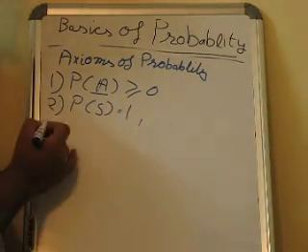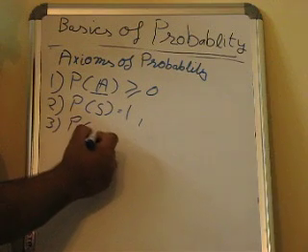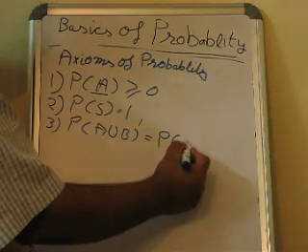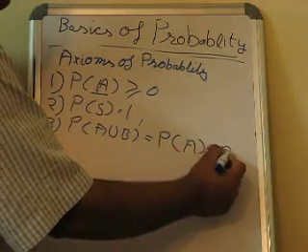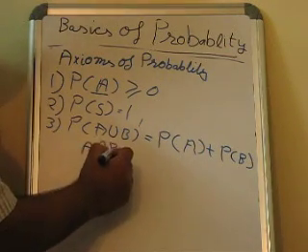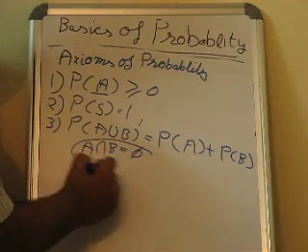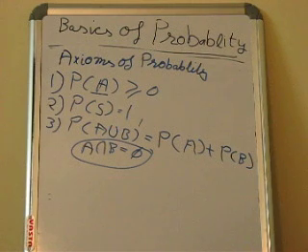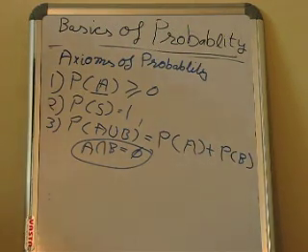And the third is the probability of A union B is equal to the probability of A plus the probability of B, provided A intersection B is equal to phi. That is, the events A and B are mutually exclusive. And this holds good only when your S is finite.